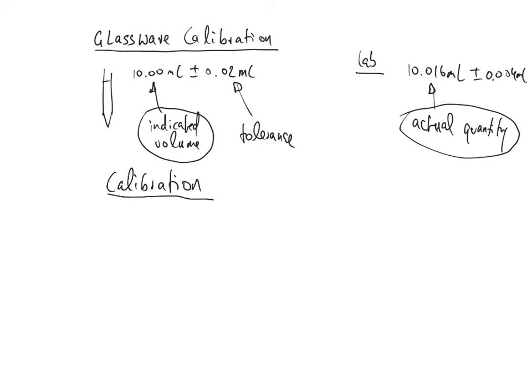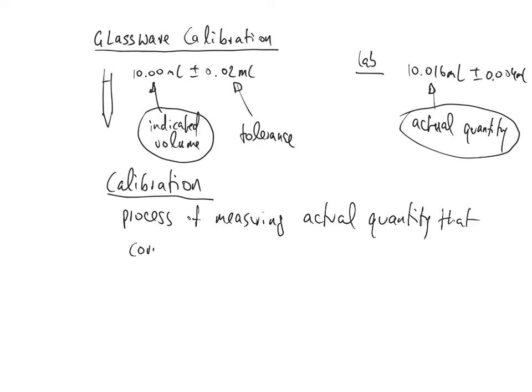Calibration is defined as the process of measuring actual quantity that corresponds to the indicated quantity. Let me write this down. Process of measuring actual quantity that corresponds to the indicated quantity.